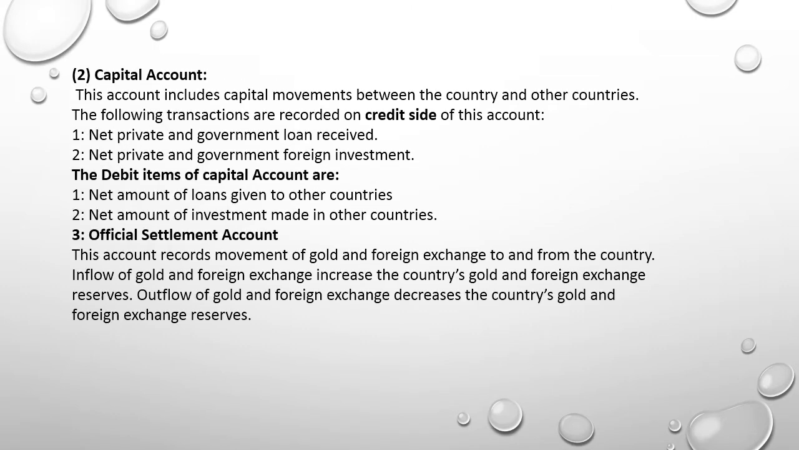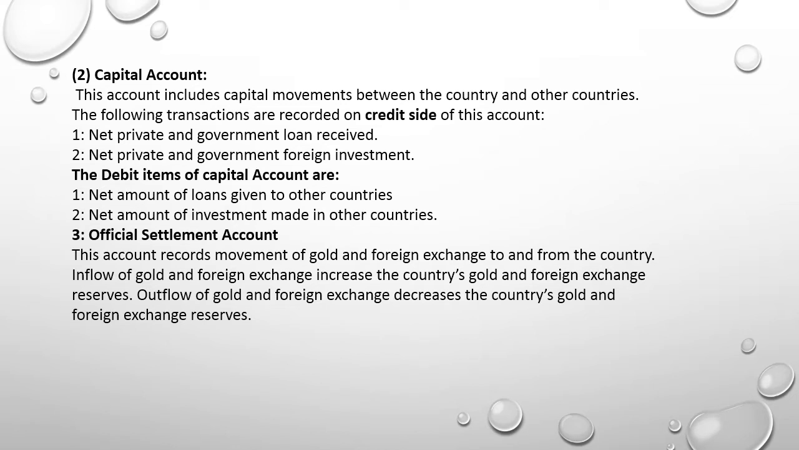Then the second component of BOP is the capital account. The capital account includes all the capital movements between our country and other countries. The following transactions are recorded on the credit side of this account. Credit side items will be those in which capital comes into our country.